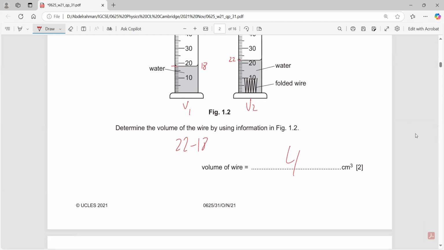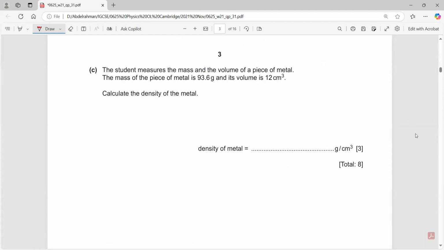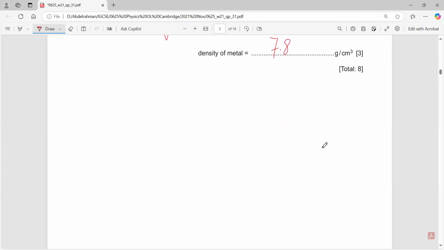Okay. Can I find the density? Yes, I definitely can find the density. Density equals mass over volume. We have the mass 93.6 over the volume, which is 12. 93.6 divided by 12 is around 7.8 grams per centimeter cubed. Okay.